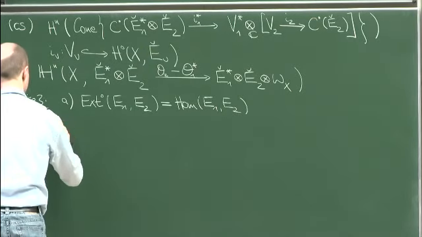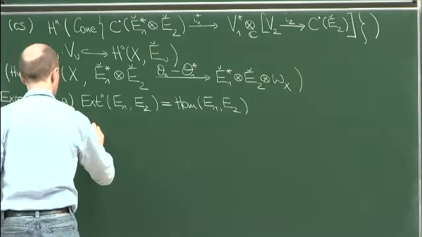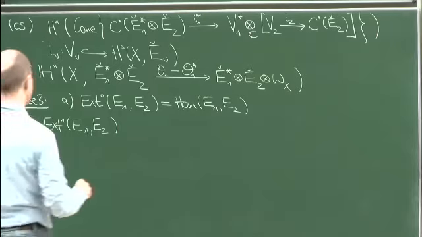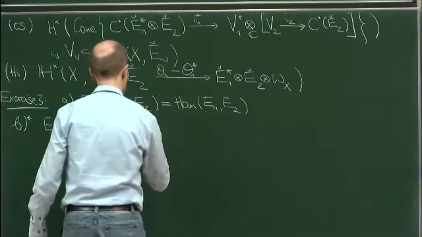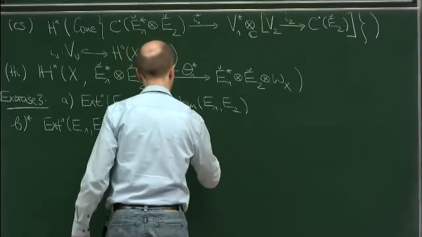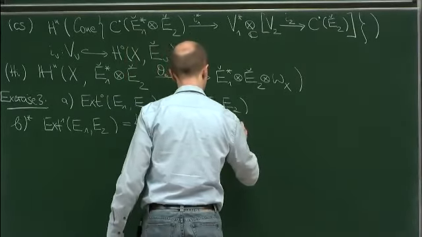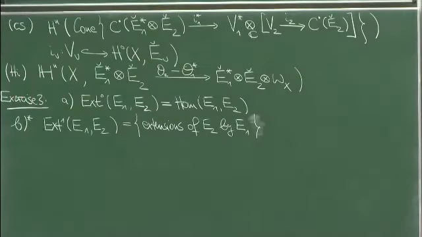X1 of E1 and E2 is the set of isomorphism classes of extensions, of augmented extensions of E2 by E1. Yeah. So part of the exercise is to turn this into a more precise statement.